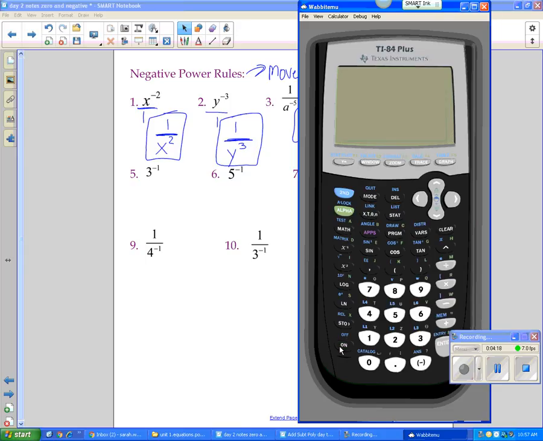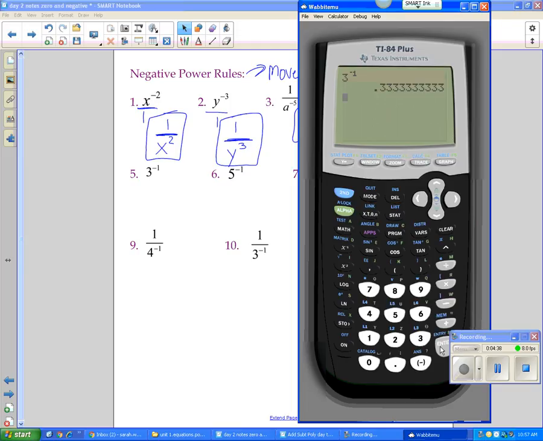In your calculator, first thing I want you to type in is the 3. And then you're going to use the caret key right here. It's above the division. Here's the caret key. And you type in negative. Remember, you have to use this bottom negative, 1, and press enter.